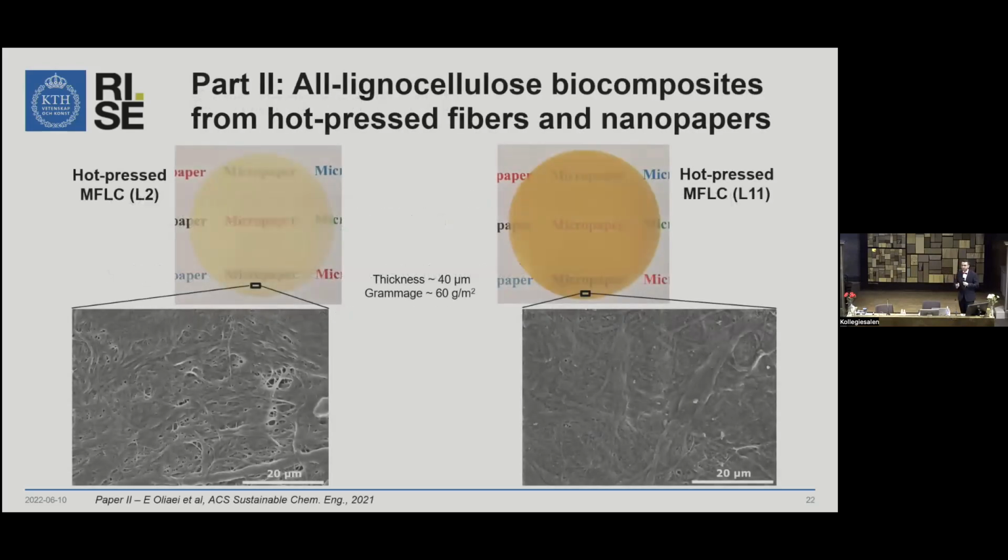So we did vacuum filtration of MFLC suspension, and then we did hot pressing at 185 degrees centigrade. You see the hot pressed MFLC with 2% residual lignin and 11% residual lignin content. If we take a look at the surface of these structures, we see that for the MFLC with 11% residual lignin content, the surface is smoother and seems more densified.